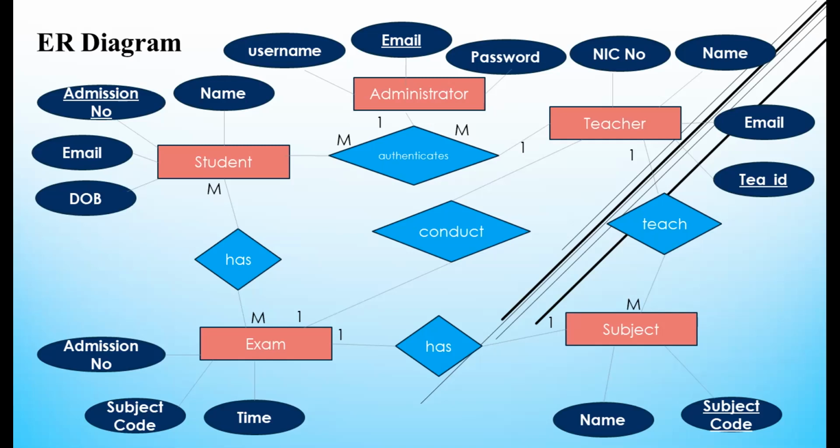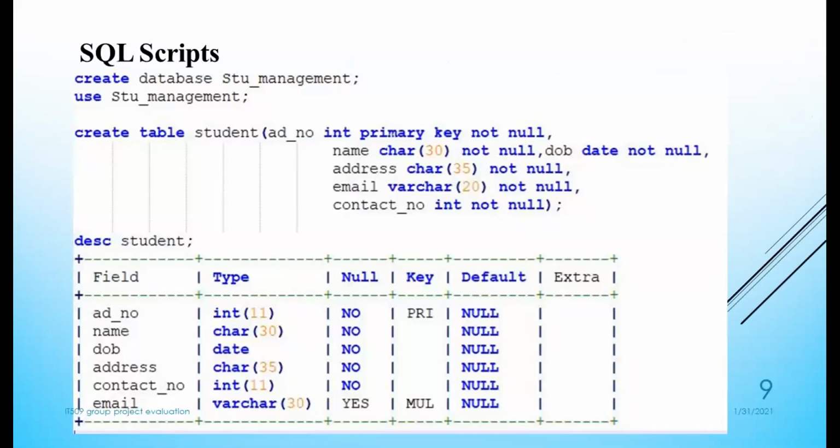So in administrator, I'm maintaining the primary key as email. Also, exam and subjects are there, and in subject, subject code is the primary key, and in exam, admission number and subject code are foreign keys. Also, our SQL scripts are going on, so in student.